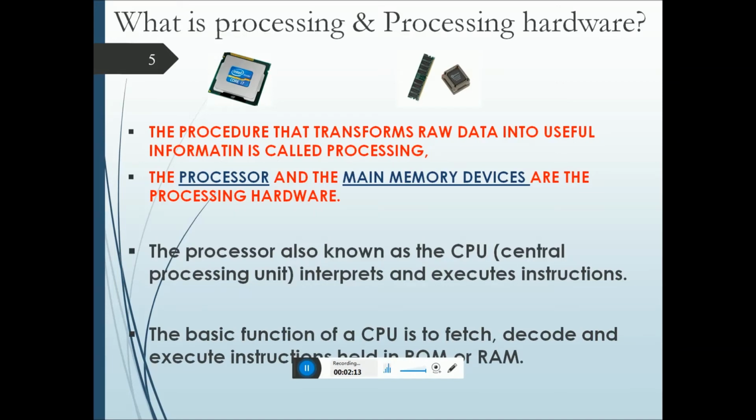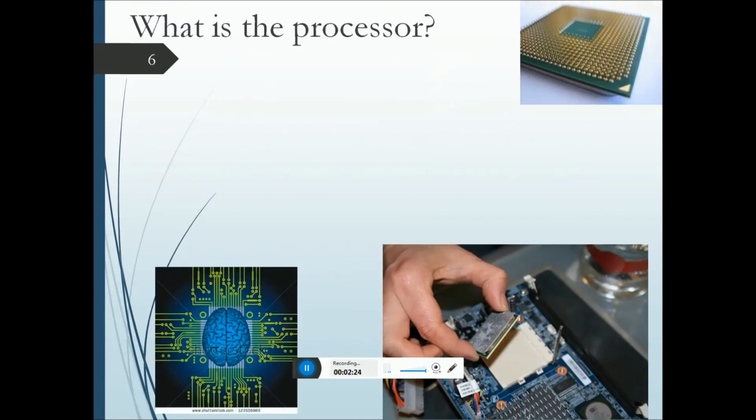Its basic functions are to fetch, decode and execute instructions held in ROM and RAM. What is the processor? This is the processor. Here are the processor pins and this notch. The motherboard shows how to install it. The processor is the brain of the computer.